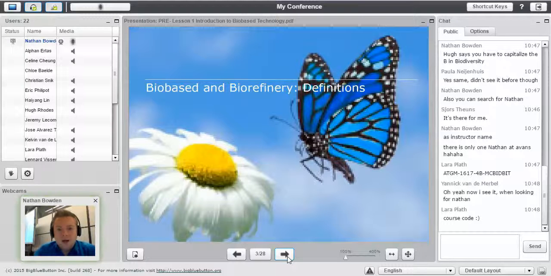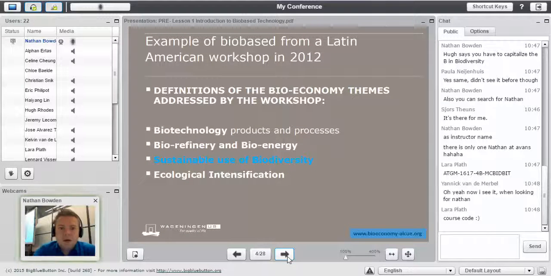All right. Biobased and the biorefinery. So a few definitions. Okay. There was a workshop in Latin America in 2012 where they came up with a few bioeconomy themes that were addressed in the workshop.